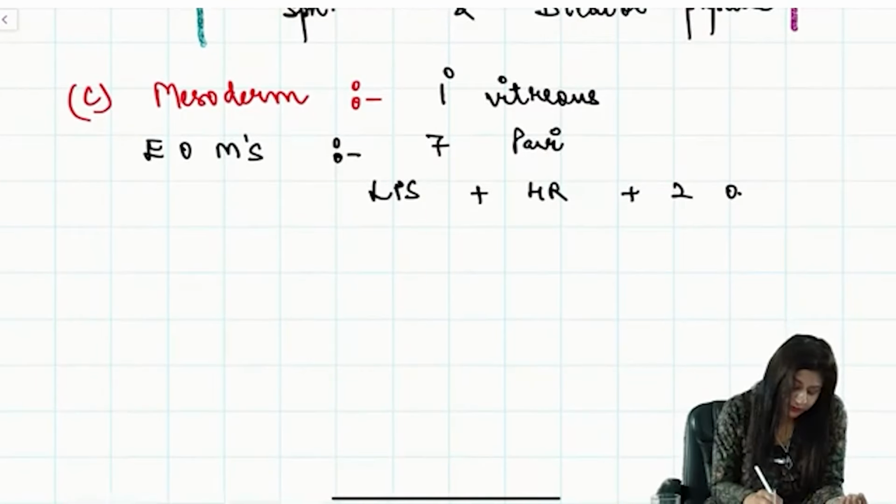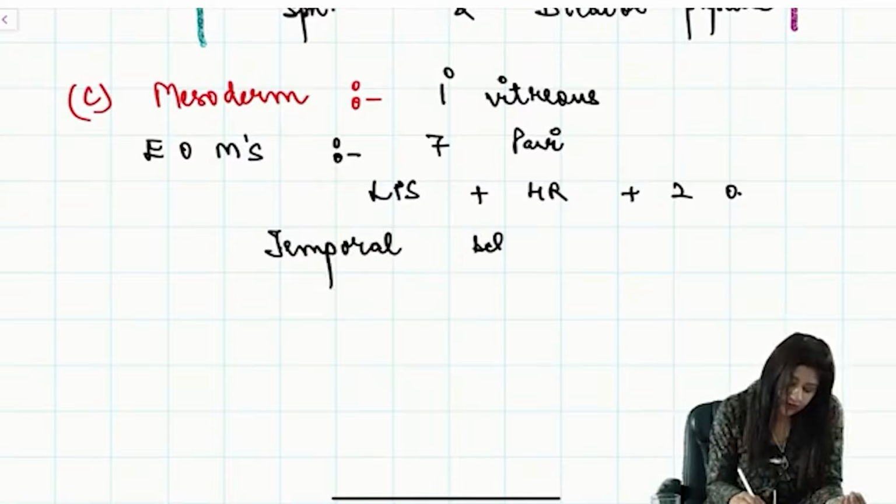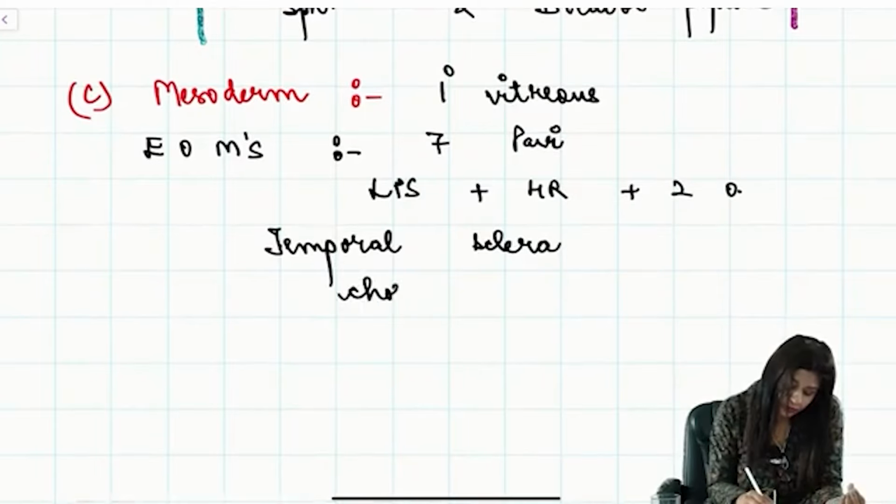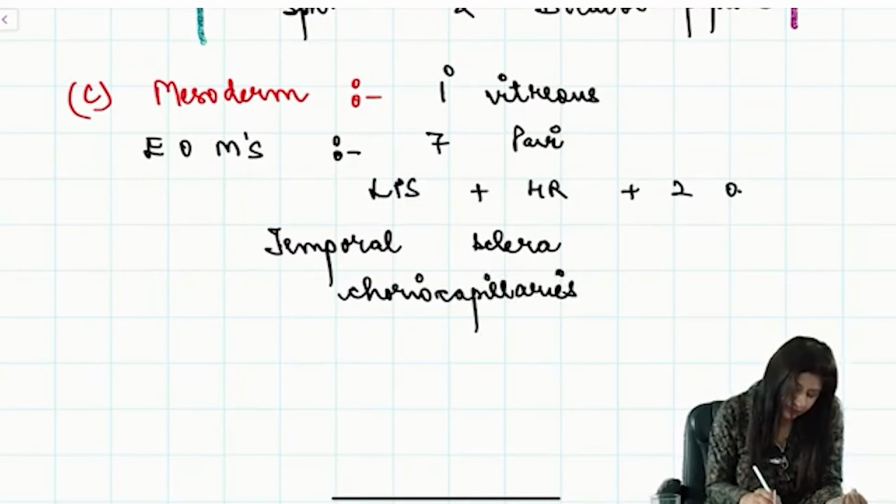We also have the temporal sclera, the temporal part of the sclera, with the choriocapillaris as well as the vascular endothelium.